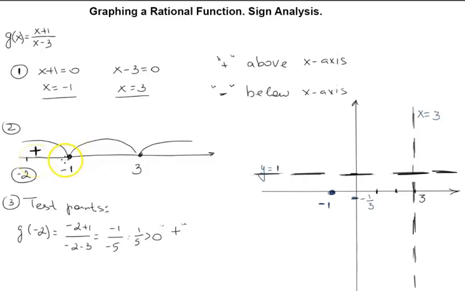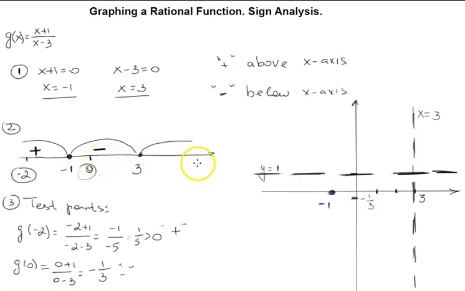Then for the second interval, from -1 to 3, I'll use the test point 0. So g of 0 equals, plugging in 0 instead of x, (0 plus 1) over (0 minus 3), which equals -1/3. So on this interval it will be minus, meaning that your function will go below the x-axis.